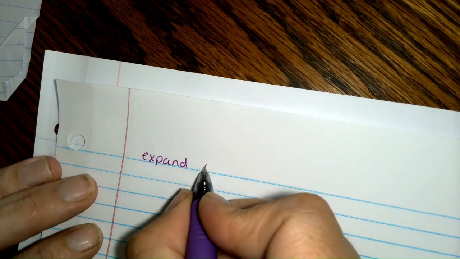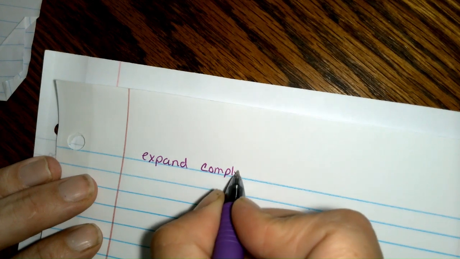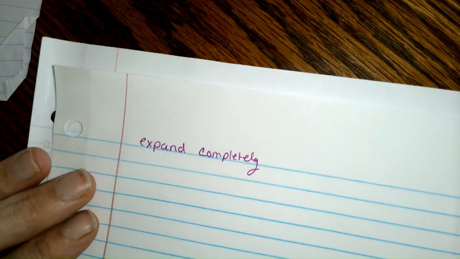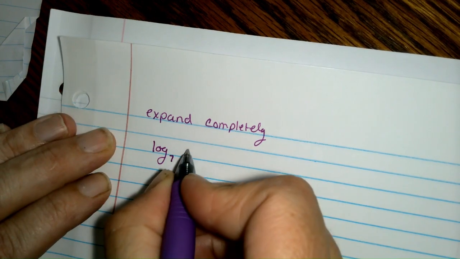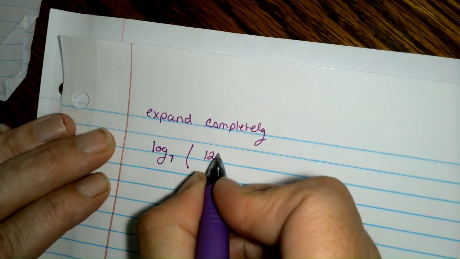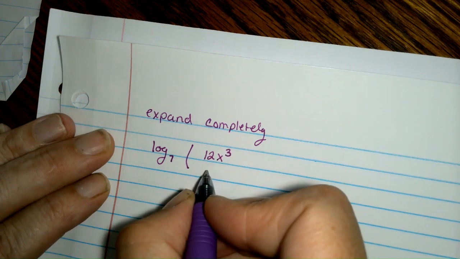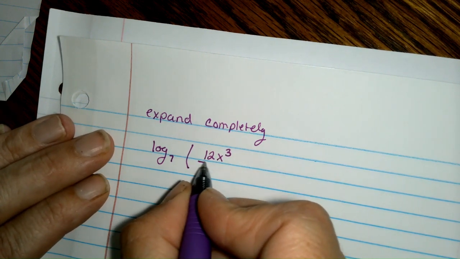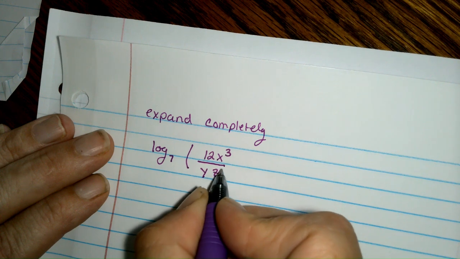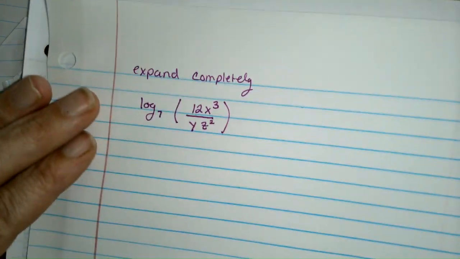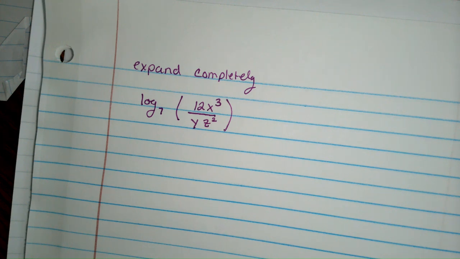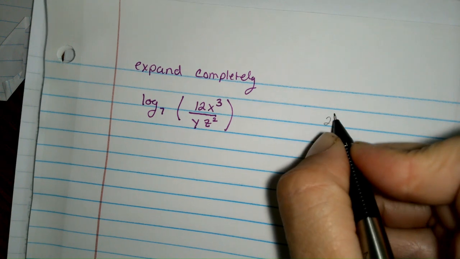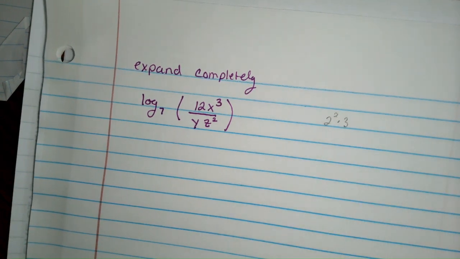And I'm going to add a word: completely. Log base 7 of 12x cubed divided by yz squared. Okay, and I'm going to do this a couple ways so that you understand what's going on here. I'm going to remind you that 12 is 2 squared times 3.